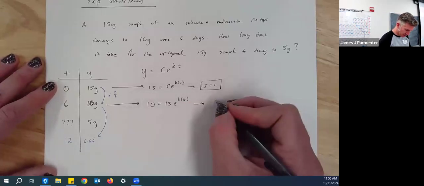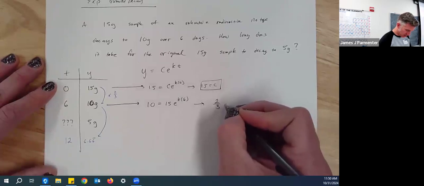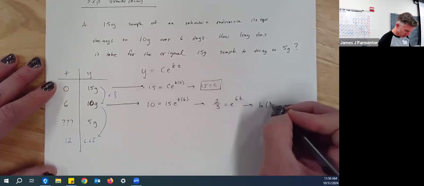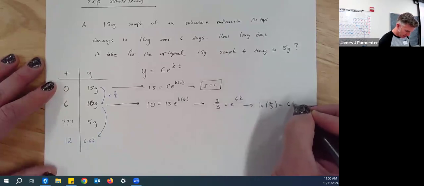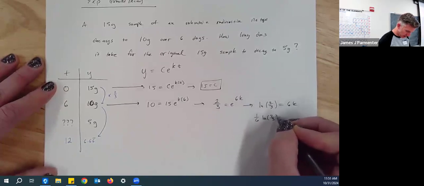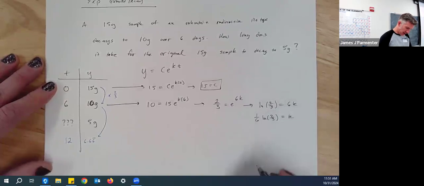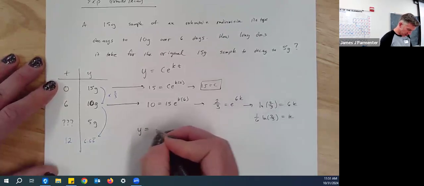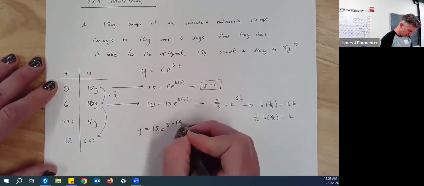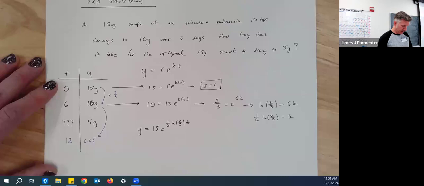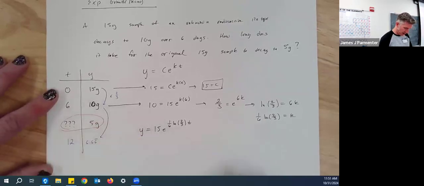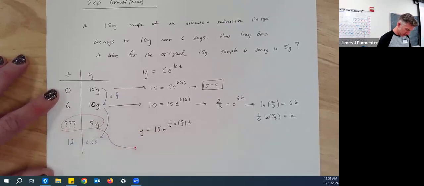Divide both sides by 15, you get 2/3 equal to e to the 6k. Take the natural log of both sides. Natural log of 2/3 equals 6k. Divide both sides by 6, so 1/6 natural log of 2/3 is equal to k. Then our full model is y equals 15 e to the 1/6 natural log of 2/3 times t. And to answer the question that was asked, we plug in 5 grams for y and solve for t.